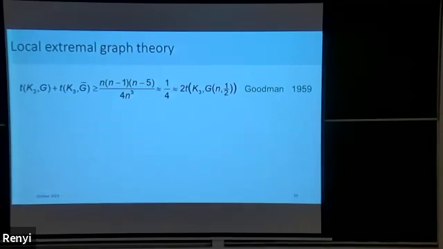Now let me talk a little bit about local extremal graph theory. Let's go back to the early days of graph theory in 1959. Goodman proved the simple inequality: the density of triangles in a graph G, plus the density of triangles in its complement, is at least about 1/4, which is about twice the density of a triangle in a random graph with density 1/2. So random graphs with density 1/2 are minimizers, at least in an asymptotic sense, of this sum.